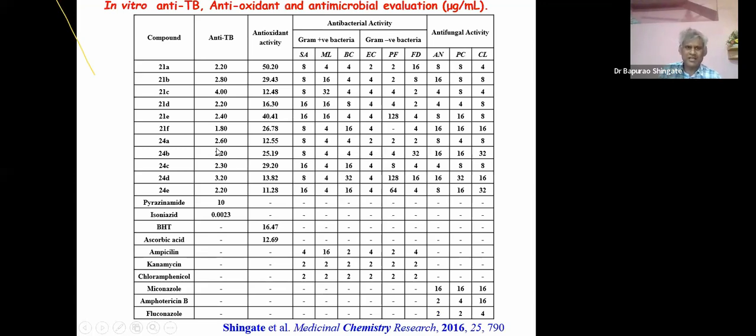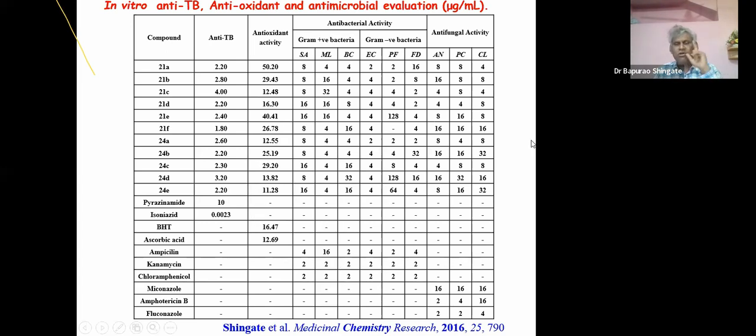And see the data. Some of the compounds are showing better anti-tubercular activity as compared to the standard drug pyrazinamide. See, pyrazinamide is showing 10 microgram per ml, but our compounds are showing not only 2-fold but 5-fold more activity than pyrazinamide. However, our compounds are showing less potency as compared to the standard drug isoniazid. Then in terms of antioxidant activity, our synthesized compounds are showing equivalent potency.